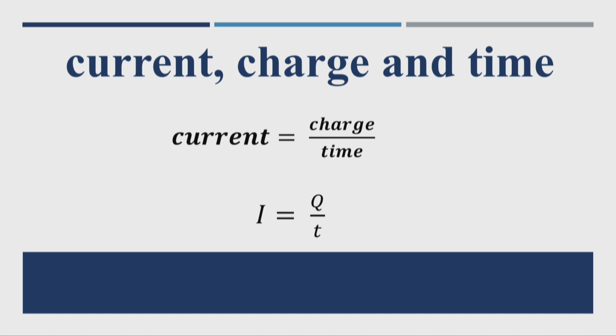Scientists visualize an electric current as a flow of charges. The magnitude of the current is equal to the amount of charge which flows per unit time. From this definition, we deduce the equation: current is equal to charge flowing divided by time taken, or I is equal to Q divided by T. As far as units are concerned, current is measured in ampere, charge is measured in coulomb, and time is measured in second.